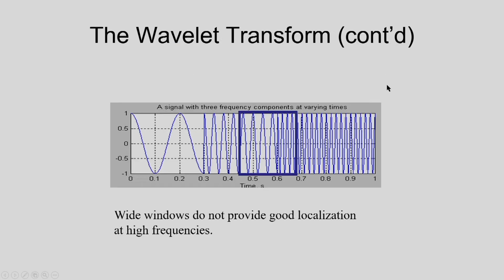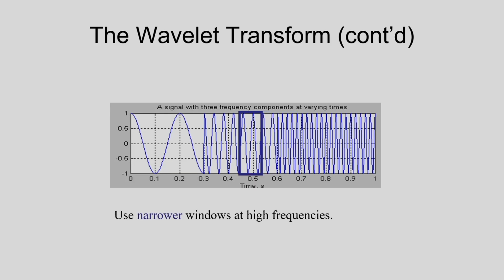That concept I have already explained, the analysis of high frequencies and also of low frequencies. Here in this example, you can see I am considering one window. This is the window, and in this case I am considering one wide window. A wide window does not provide good localization at high frequency. So this portion corresponds to the high frequency, as you can see from this figure, and that is why the narrow window is better for high frequency. That is, use narrow windows at high frequencies.